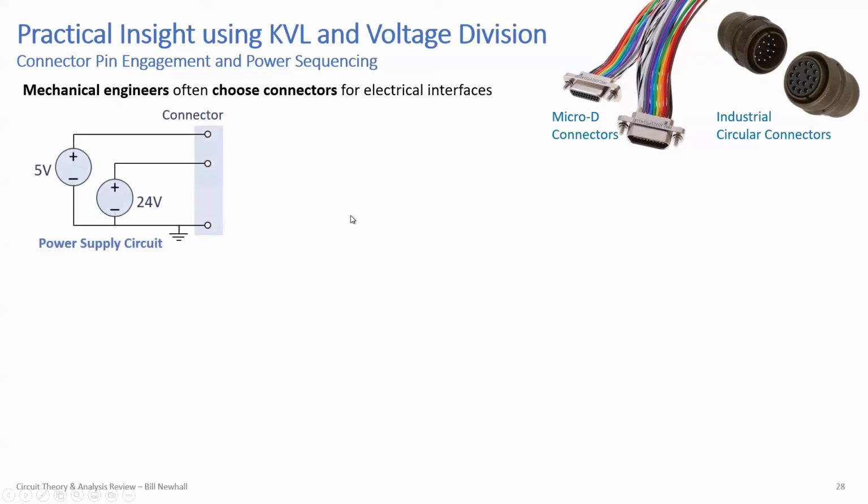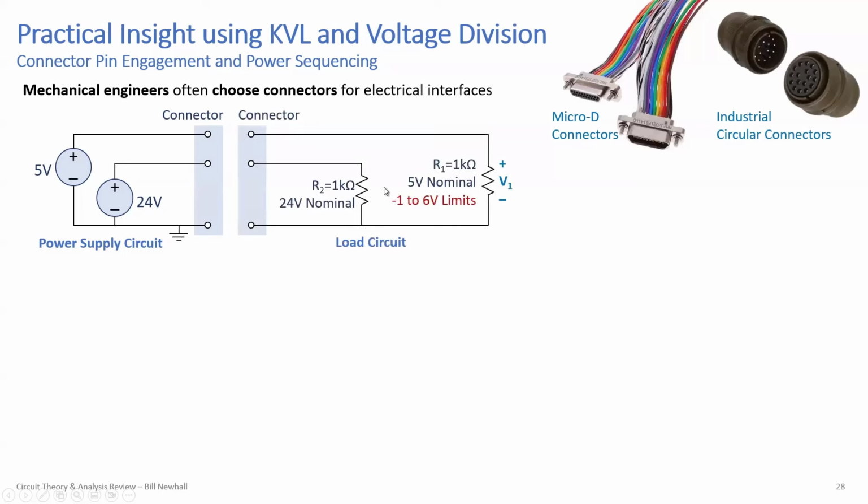Let's suppose we have a simple power supply circuit. It looks like this. It's just 2 voltage sources. So you might have 2 batteries here, or 2 voltages out of a power supply unit. And I have a connector that has 3 conductors. And I'm connecting that to another sub-circuit, this load, that I'm modeling as 2 resistors. So that's the load circuit. What you really want is 5 volts across this load R1, and 24 volts across this load R2. That's the intent of connecting this power supply to this load circuit.